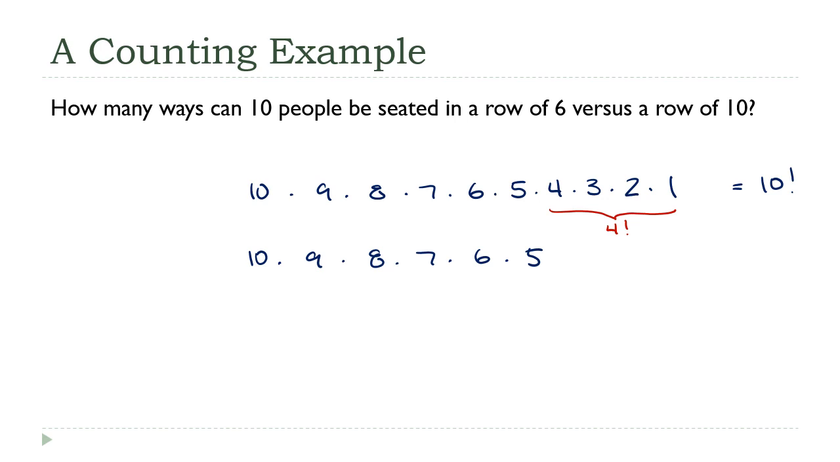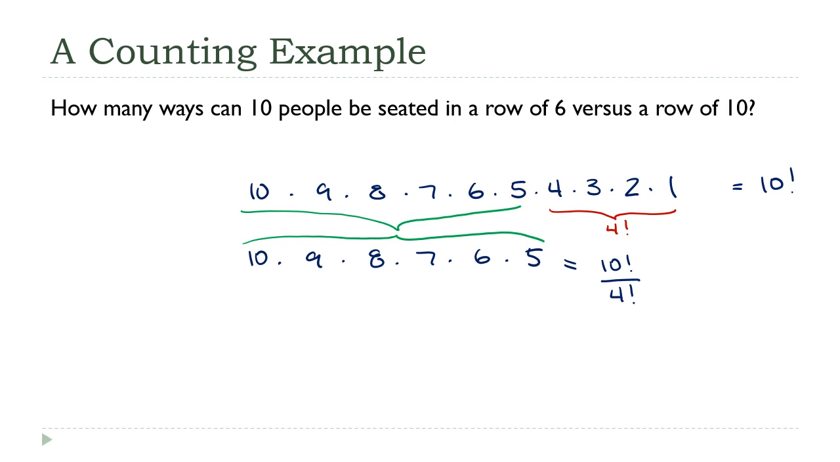All right, so if I take the 10 factorial that I got from the case where I was seating everybody, and I divide this by 4 factorial, that's going to cancel out that 4 times 3 times 2 times 1, and all that's going to be left is this. And that's my answer to this, like I called it earlier, the partial seating case.